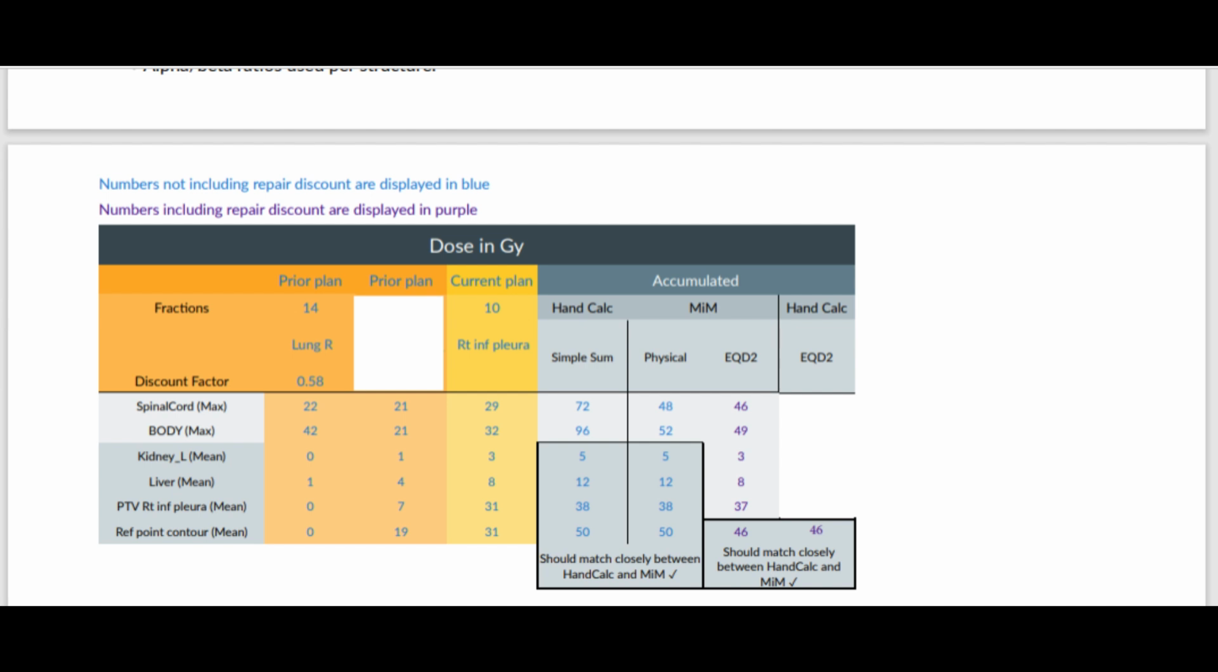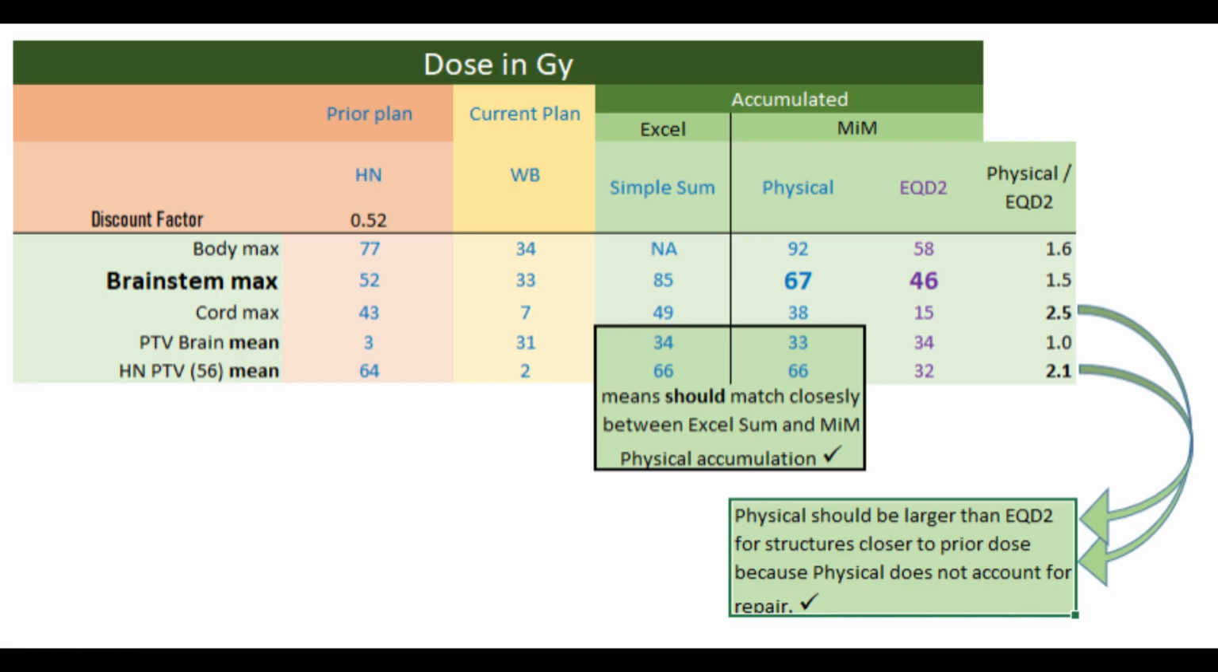The mean objective has a big advantage QA-wise because we know that, for example, a simple sum of the means across all prior and current plans should equal the means in MIM's physical dose accumulation. A weaker version of this sanity check still applies to the max dose objective, which essentially says that a simple sum of the maximum across prior and current plans should be larger than or equal to the maximum dose in MIM's physical dose accumulation.